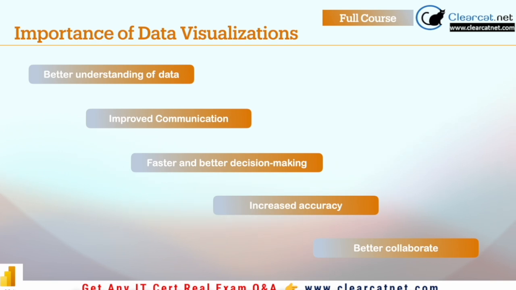So these are the 5 points which give us enough evidence to use data visualization rather than using the old-fashioned trends, tabular form or raw data kind of thing to perform the activities, to make the decisions, to check the accuracy kind of things.